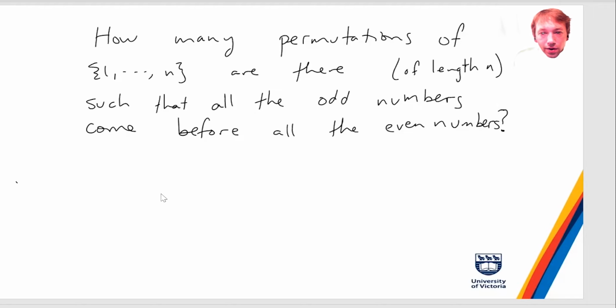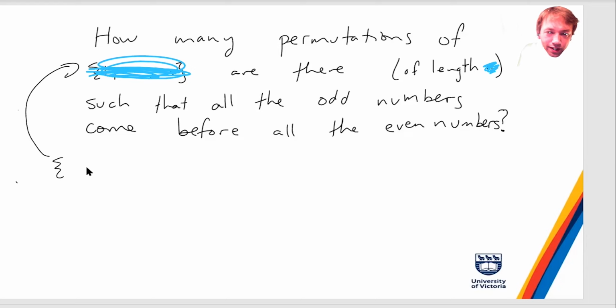How many permutations of 1 up to n are there such that all of the odd numbers come before all of the even numbers? Actually, I'm going to change this because this is annoying. I don't want to deal with the fact that n could be odd or even. Let's say instead of 1 up to n, we have 1 up to 2n.